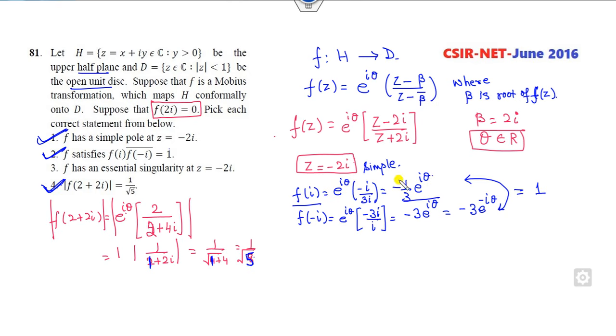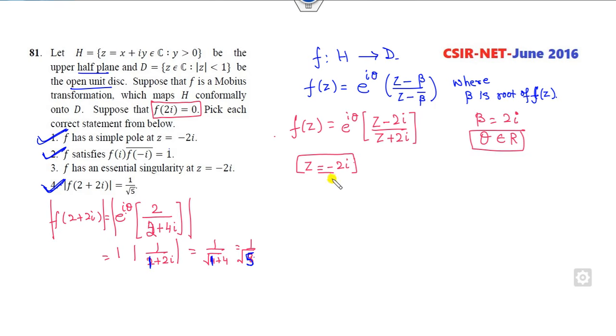Now, f has an essential singularity at z equal to minus i. Here you already proved that z equal to minus i is a pole. So once it is a pole, what is the meaning of that? If it is a pole, it does not have an essential singularity at the same point, z equal to minus i, because it is already a pole. So this option is cancelled out. The right options are A, C, B and D.